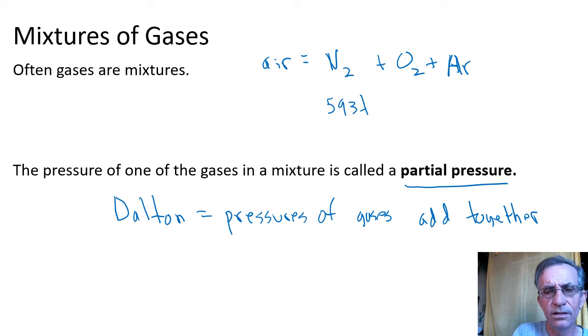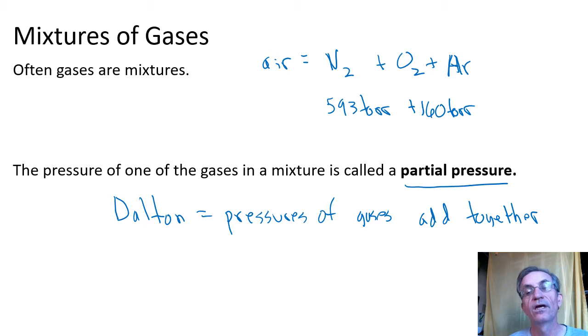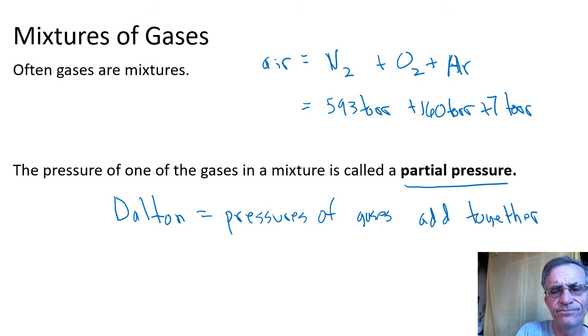593 torr. The pressure from the oxygen in the air is about 160 torr. And the pressure from argon in the air, it's about 7 torr. So all of these would be partial pressures. They're the pressure of one of them. Now, if I want to know what's the total pressure of all the air, you can just add them up. So if you add them up, the pressure together, it adds up to 760. It might sound familiar. That's kind of normal pressure, right?